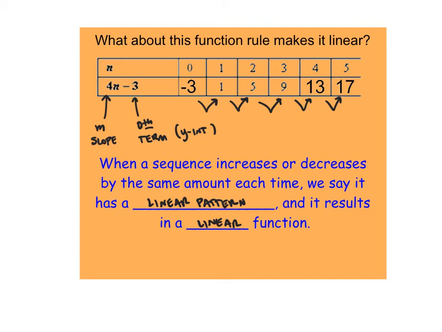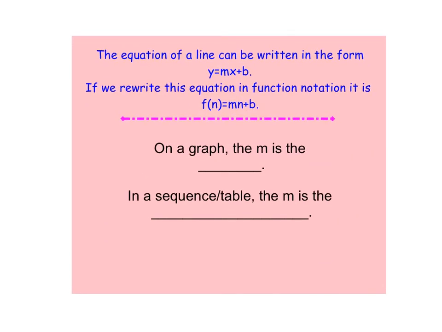Let's look at further applications of linear functions on the slides to come. So the equation of a line can be written in the form y equals mx plus b. If we rewrite this function in function notation, then we would write it as f of n equals mn plus b. On a graph, m is just the slope, like we mentioned earlier. In a sequence or table, m represents what's called the common difference.